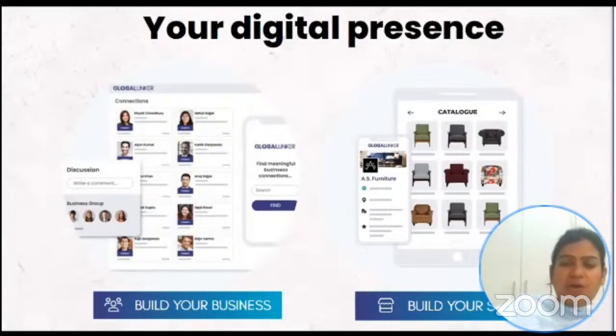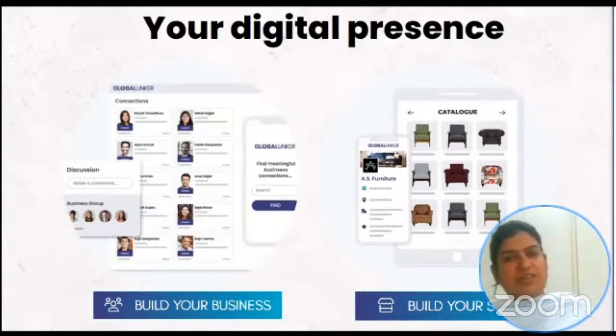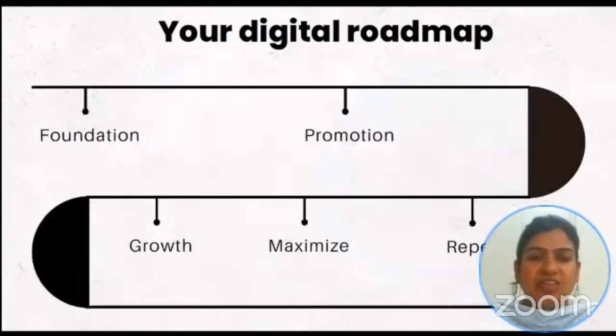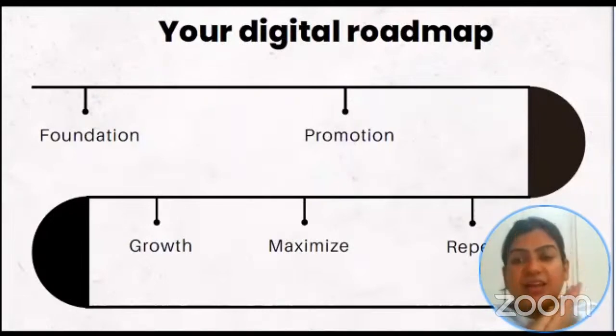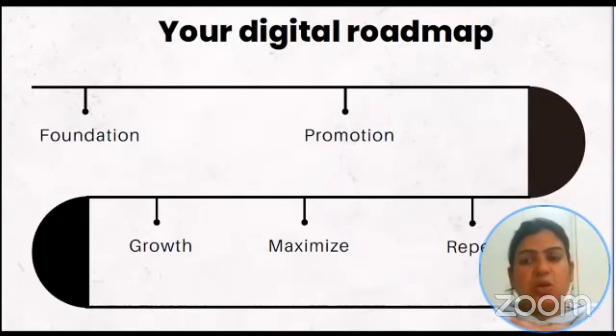So, let's just move on to the stages of the digital roadmap and the journey, and then understand how we can sell online. There are 5 stages, like you can see on the screen. You lay the foundation by creating an online presence for your business. Then you start building it by staying active.